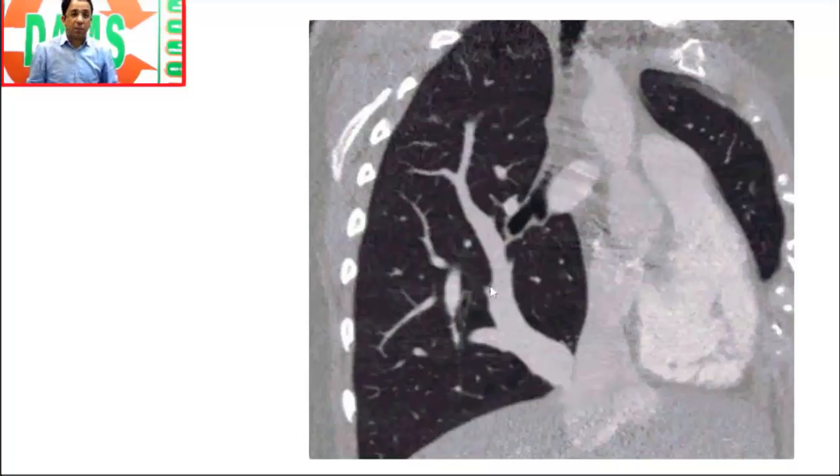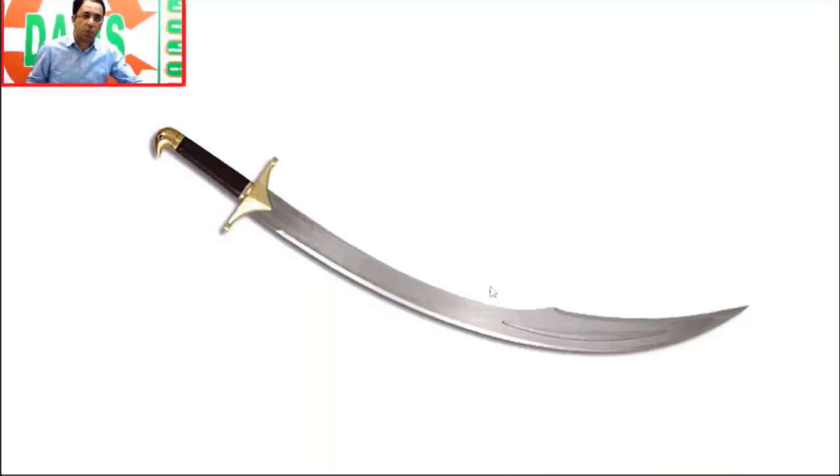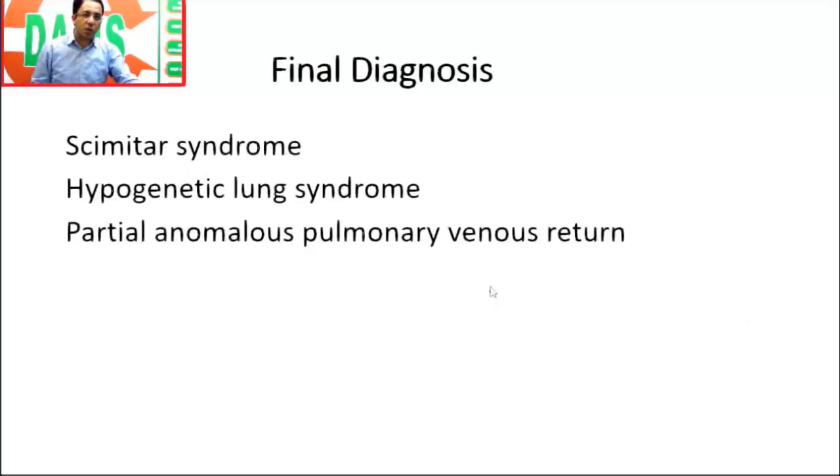So if I summarize again, this is the Scimitar vein, that is the shape of this vein, and this is called the Scimitar sign on a chest X-ray, which is a very important potential MCQ for you. So the final diagnosis in this case is Scimitar syndrome, but I also want you to know it is synonymously called partial anomalous pulmonary venous return syndrome, also called hypogenetic lung syndrome.